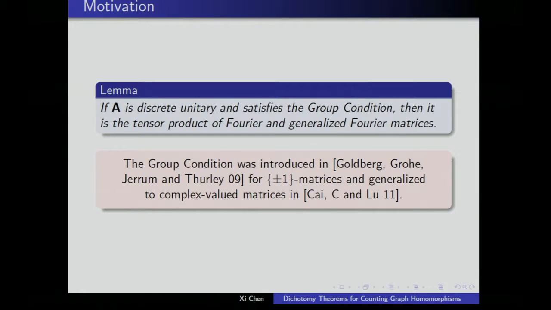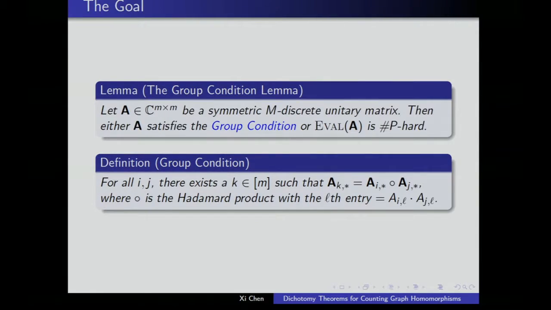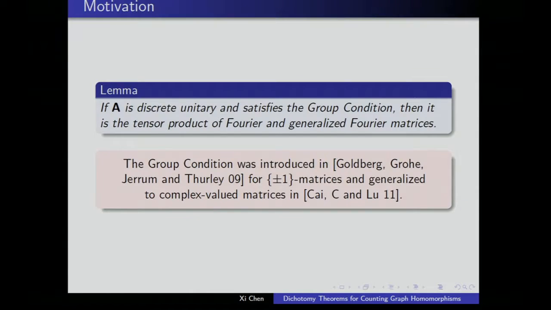So once you already know the matrix is discrete unitary, we get a dichotomy theorem, because either it violates the group condition, for which this lemma tells us that it's Schaeffers, or it satisfies both conditions, discrete unitary and group condition, and then this lemma tells us it's actually one of the matrices that we know how to solve efficiently. And the group condition was first introduced in a paper by Goldberg et al. for +1, -1 matrices, and then it was generalized to all the complex valued matrices or the roots of unity stated earlier.